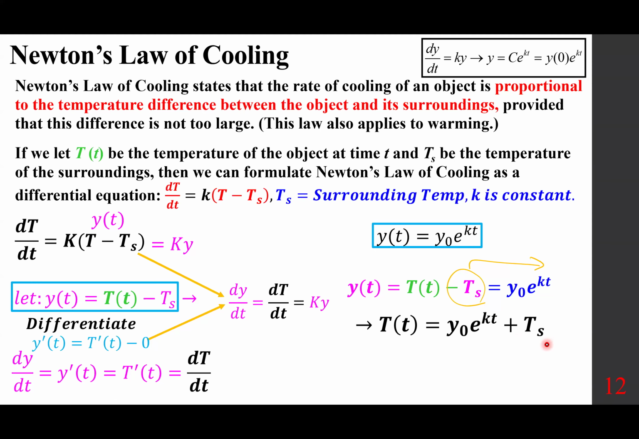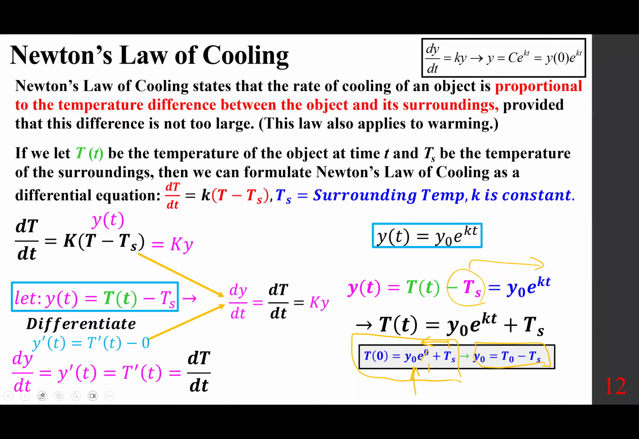And now, as far as the initial value is concerned, if I replace the t with 0, I get y sub 0 e to the power of 0 plus T sub s. And as you know, e to the power of 0 is 1. So look at this one. T of 0 is y sub 0 plus T sub s. So y sub 0, if I move the T sub s, becomes T sub 0 minus T sub s. Very straightforward. I hope everybody is okay with that.